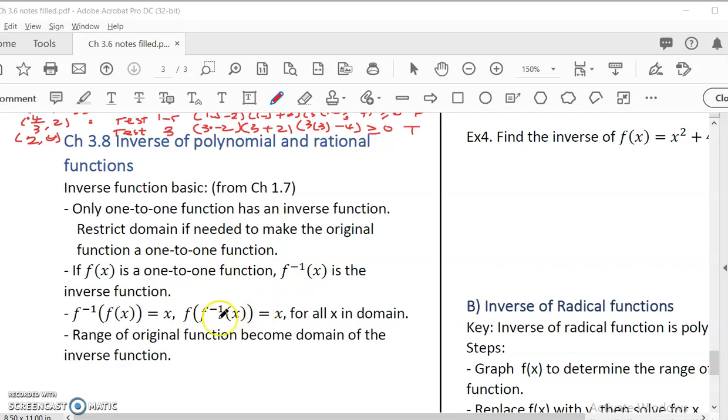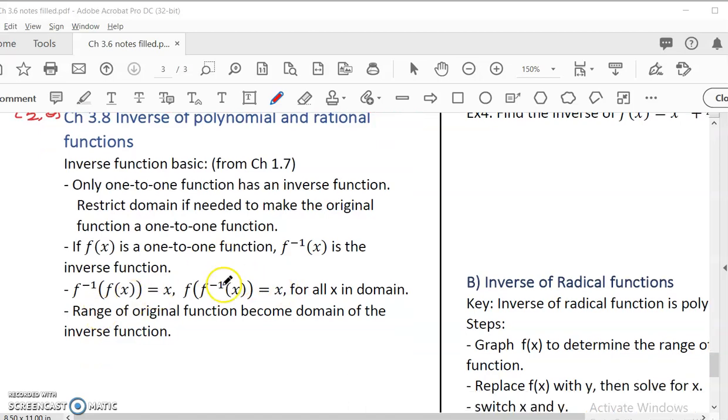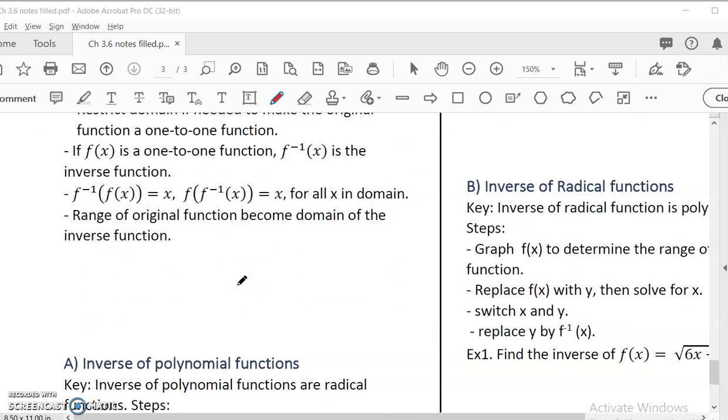They cancel each other. If you put the original function into the inverse, you go back to x. You start out with x, you go back to x. Or if you start out with x and go to the inverse function first, your original function would send it back to x. These are some of the properties of the inverse function. And the range of the inverse function is actually the domain of the original function, and vice versa.